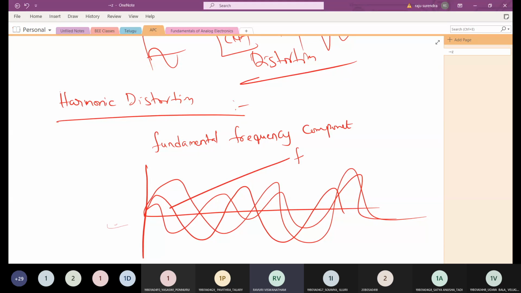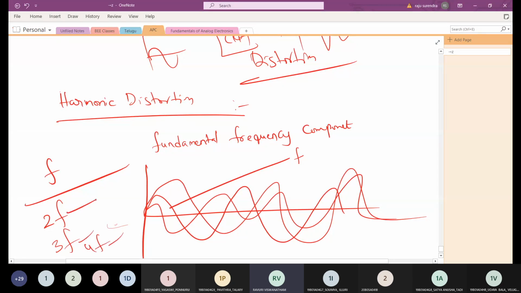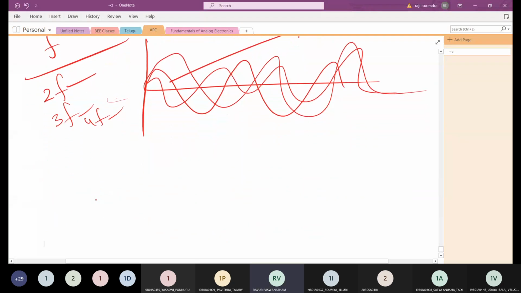For example, let us consider the fundamental frequency component as f. What about the harmonic frequency components? 2f, 3f, 4f, these are all harmonic frequency components. The first one is the fundamental, afterwards the second harmonic, third harmonic, like that. All of you understood or not? Please say yes or no.